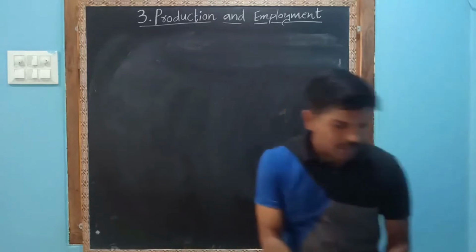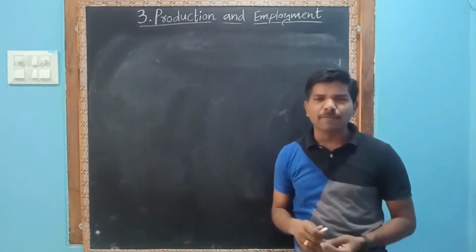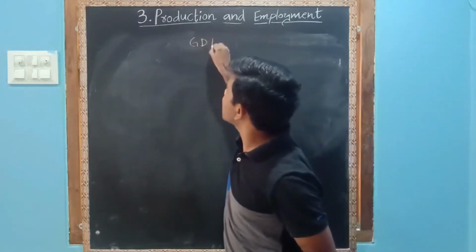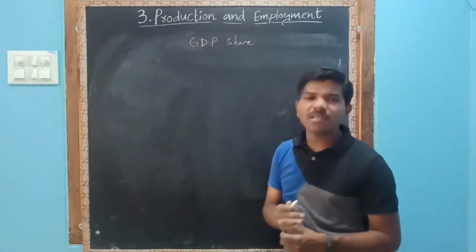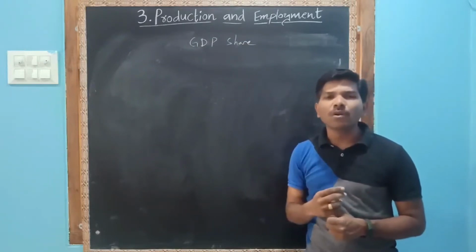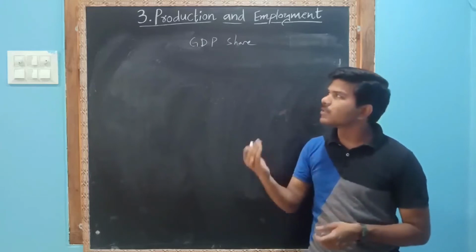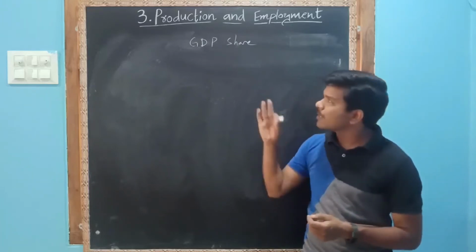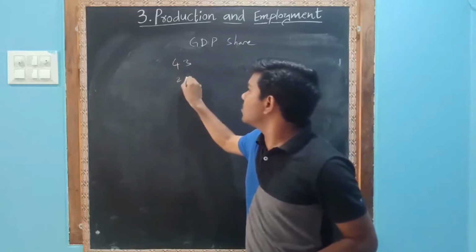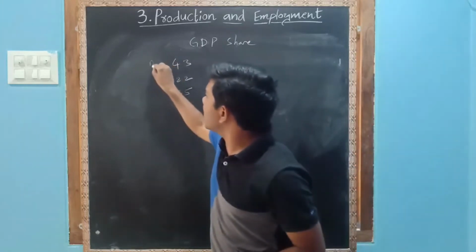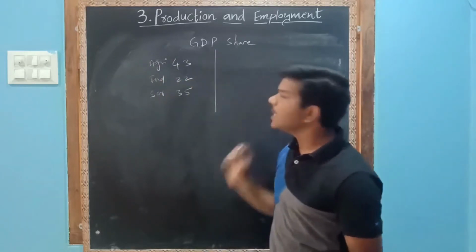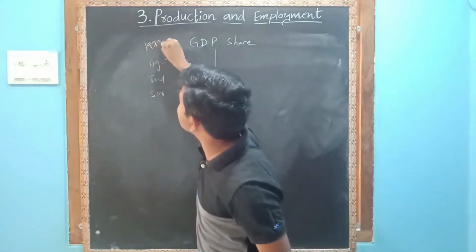Next step, let us see GDP share. Let us compare GDP share. As per the textbook table, we have to compare the GDP from 1973-74 to 2015-16. As per 1973-74, 43, 22, 35. These are agriculture, industries, service. GDP share in 1973-74.